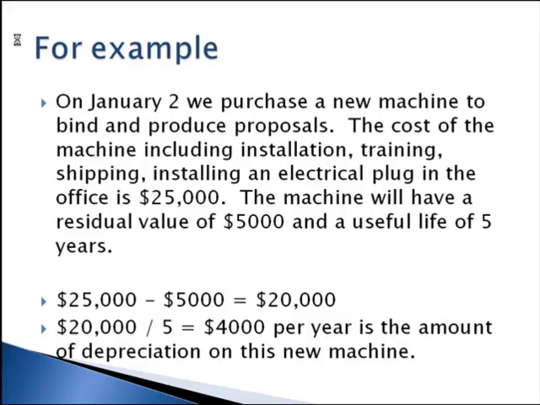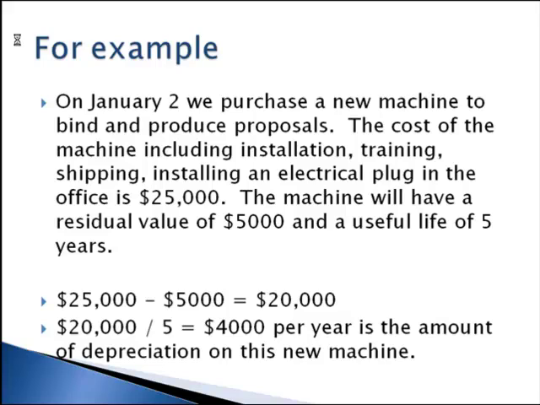So using our formulas that we had on the previous slide, the first thing we need to do is calculate the depreciable amount, and we do that by taking the cost and subtracting out the residual value, in our case 25,000 minus 5,000, and we find that our depreciable amount is $20,000. Step 2 is to then take that depreciable amount and divide it by the useful life of the asset, which was estimated in our case to be 5 years. So 20,000 divided by 5 years tells us that each year we can write off $4,000 of depreciation for this particular machine.